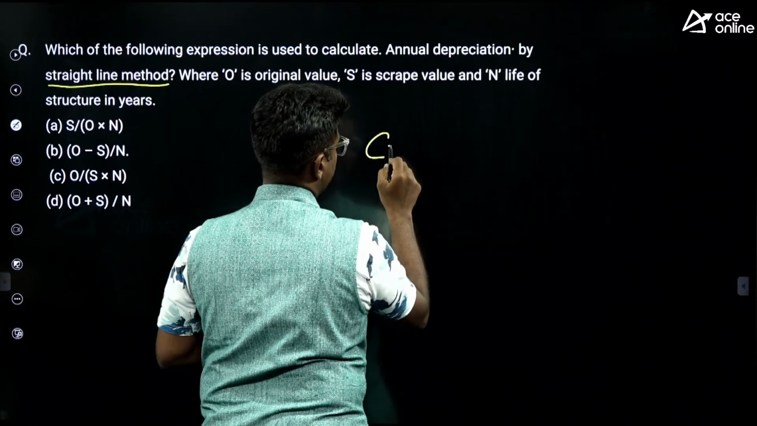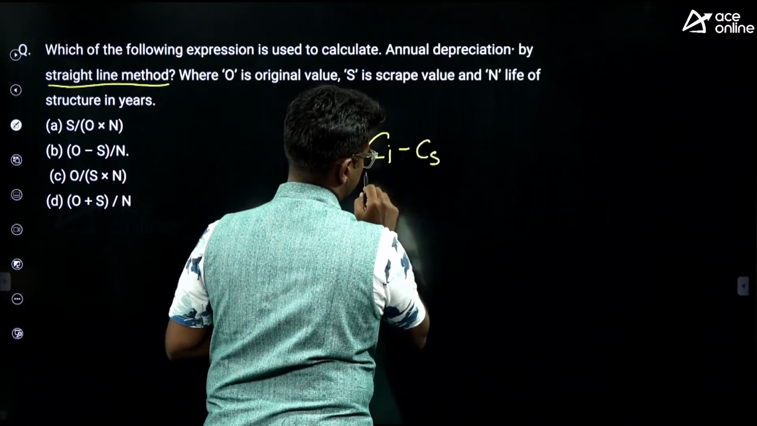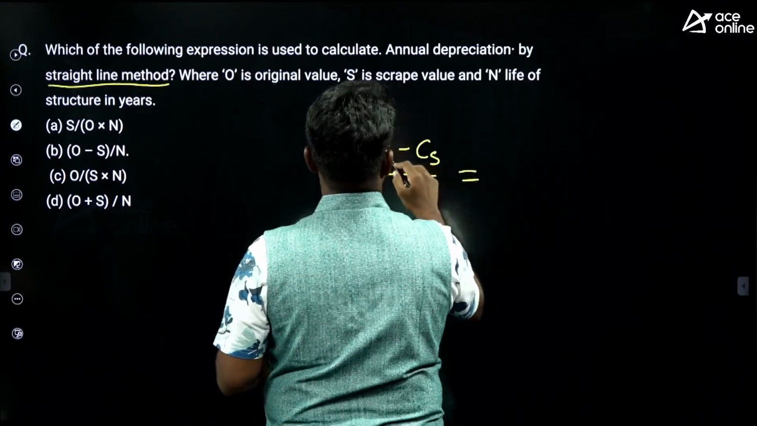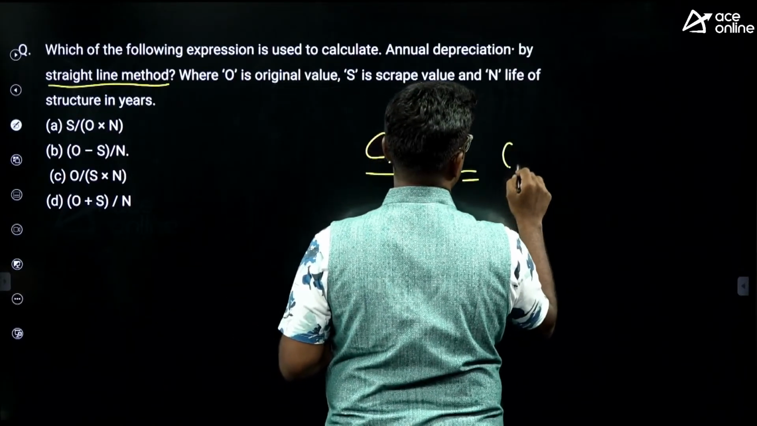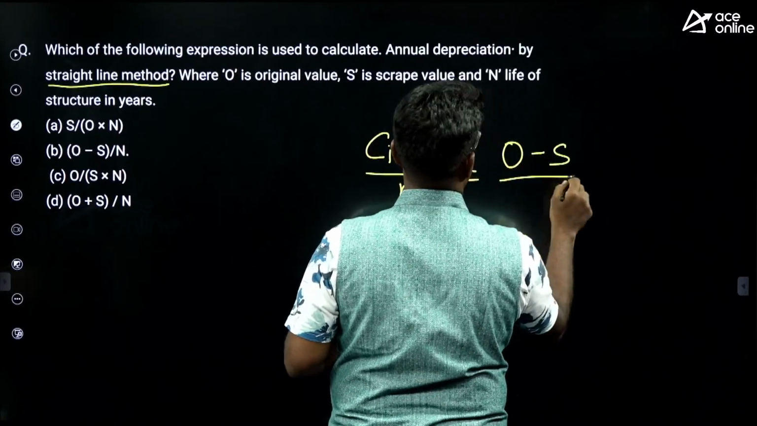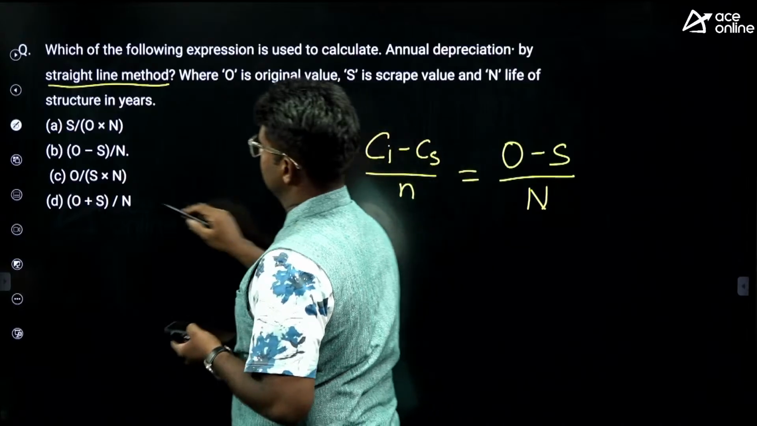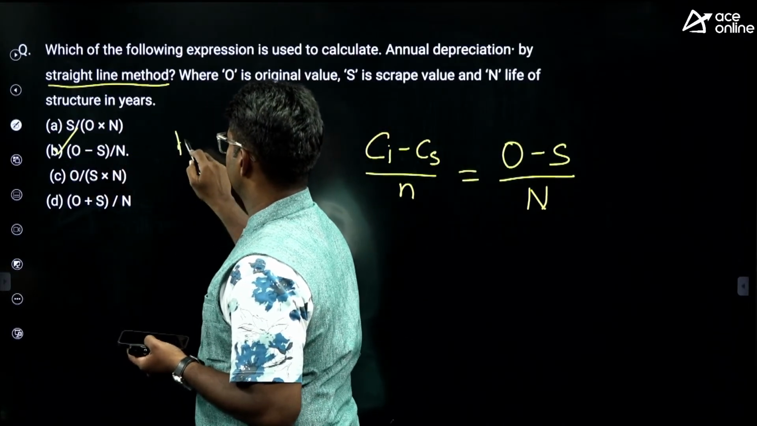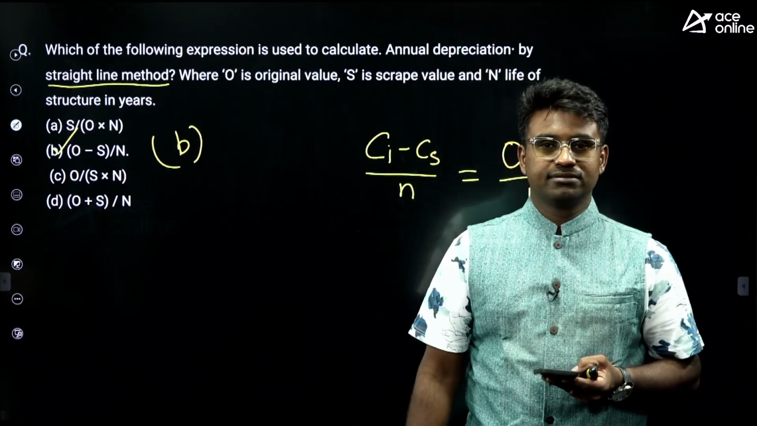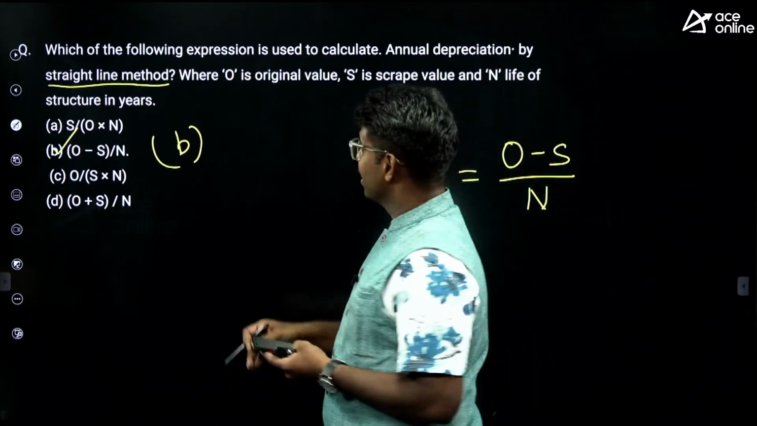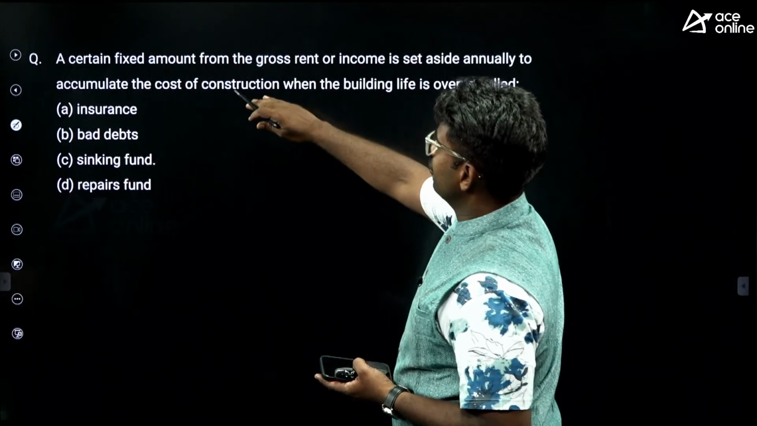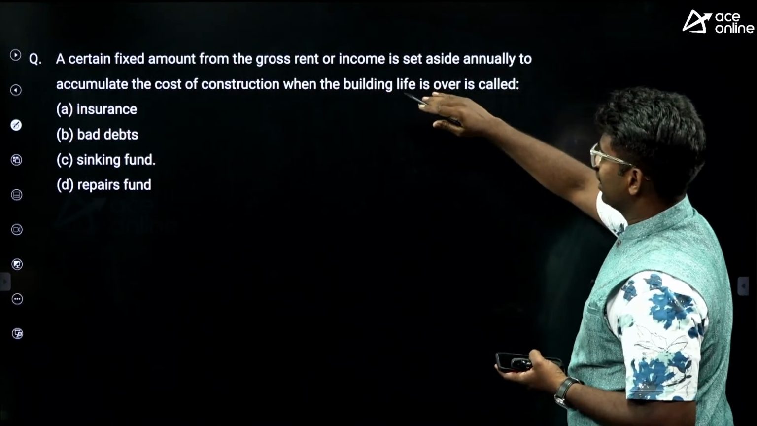Formula is CI minus CS divided by N. That's what, right? Initial cost is O, scrap value is S, divided by N. What is the answer? B. No confusion, right? Okay.